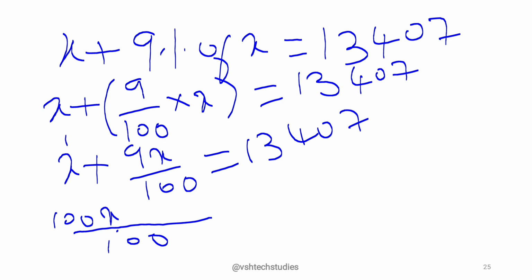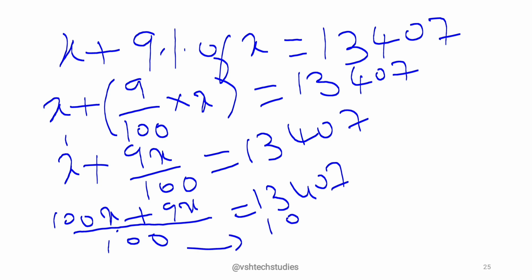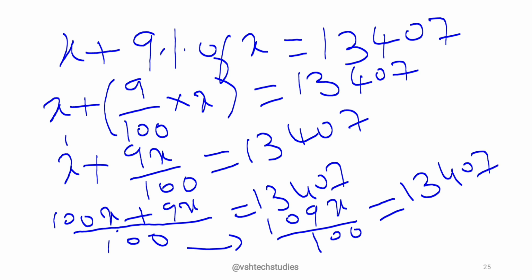x plus 9x is equal to 13,407. Now this is equal to 109x upon 100 is equal to 13,407. Hence x is equal to, so we'll have to move 100 to the other side.